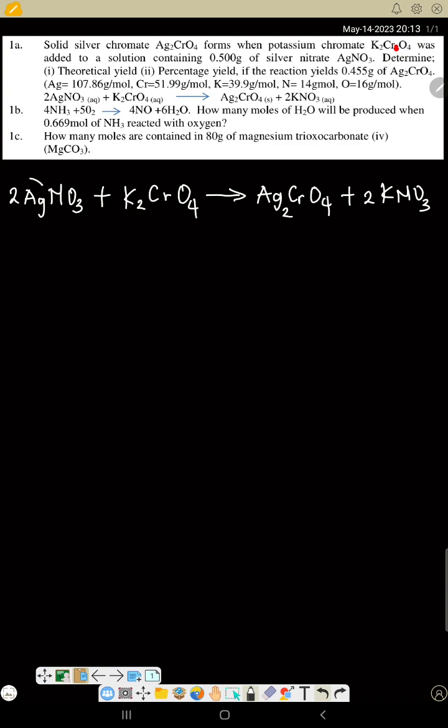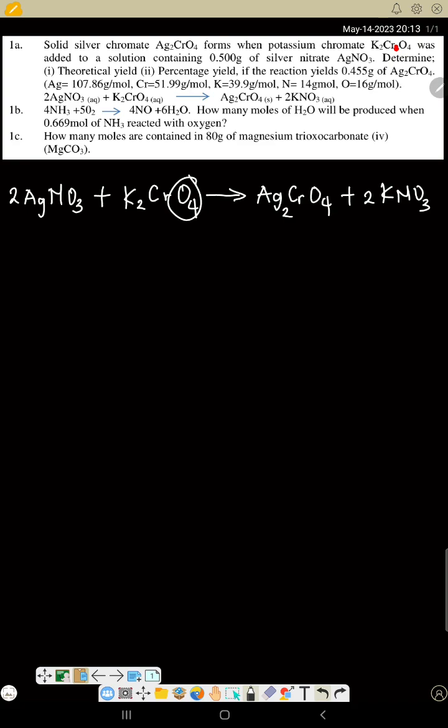Let's confirm. We have 2 silver here, we have 2 silver here. Balance. We have 2 nitrates here, we have 2 nitrates here. Balance. Remember the number here, we multiply everything. So we have 2 potassium here, 2 potassium here. We have 1 chromate here, 1 chromate here.